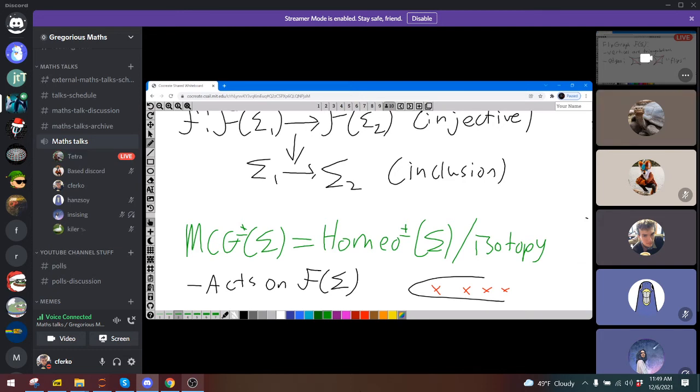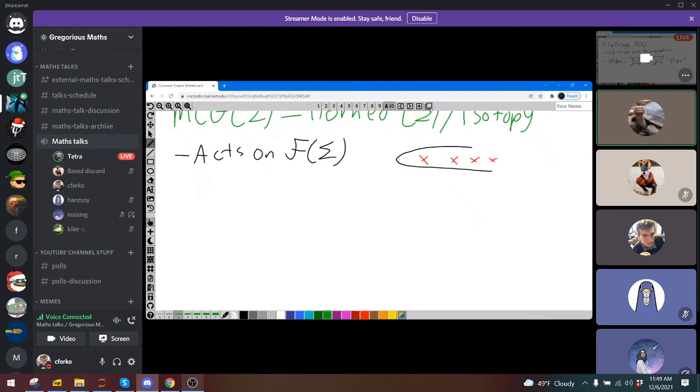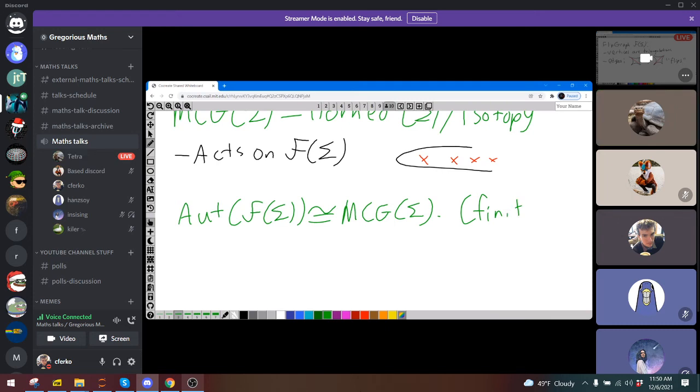But yes, so the mapping class group acts on the flip graph, and it turns out it acts faithfully for finite type surfaces. The symmetries of the surface are exactly the symmetries of the flip graph. The automorphism group of the flip graph is isomorphic to the mapping class group for finite type surfaces.